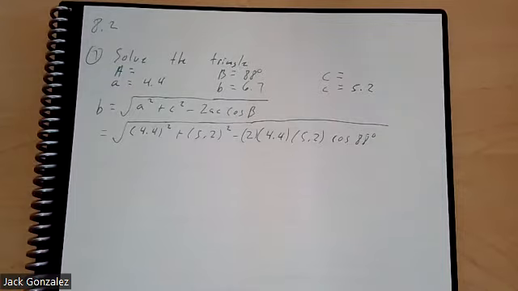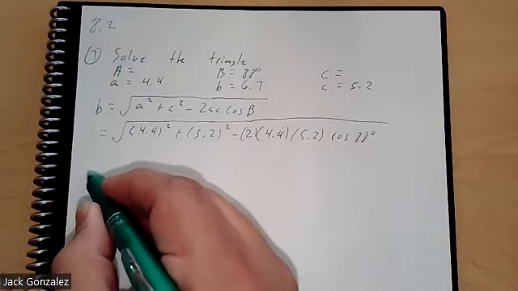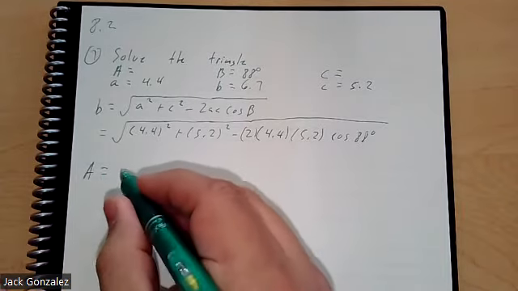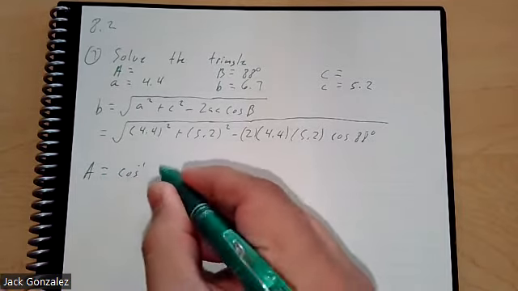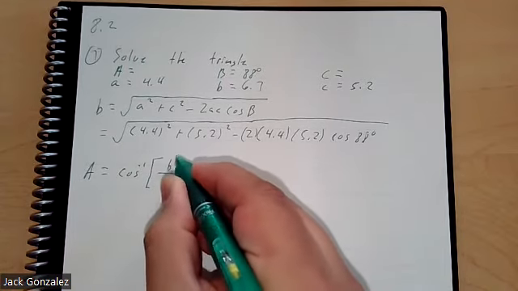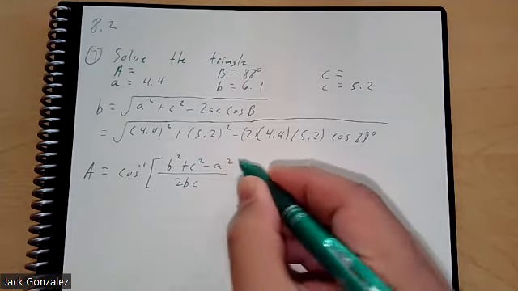Okay. So same as last time. As soon as you have all sides, start finding your angles, and you'll be good. Let's do A first. So A is equal to, this is the formula I made for you, cosine inverse of B squared plus C squared minus A squared over 2BC.